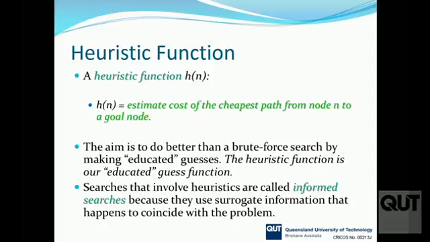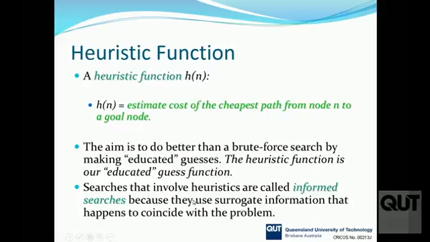This is why we need what's called a heuristic function. A heuristic function is a kind of guessing function. It's a way to have an informed guess about how far away, or in which direction, the search should go if it should find an optimal pathway. So in this case, the heuristic function h(n) estimates the cost of the cheapest path from node n to a goal node. The aim here is to do better than a brute force search by making some educated guess. As stated here, it's a kind of educated guessing function.